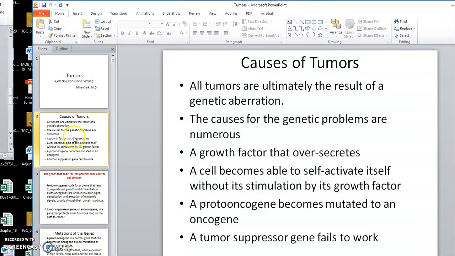Causes of tumors can be genetic. All tumors, actually, let me make a better statement. All tumors are genetic, but that does not mean hereditary. So all tumors have to do with some mutation in a gene, but genetic does not mean hereditary. The causes for these genetic problems are numerous. A growth factor oversecretes, growth factor being where one cell tells another cell to activate. A cell itself becomes autonomous. A proto-oncogene becomes mutated to an oncogene, or a tumor suppressor gene fails to work.